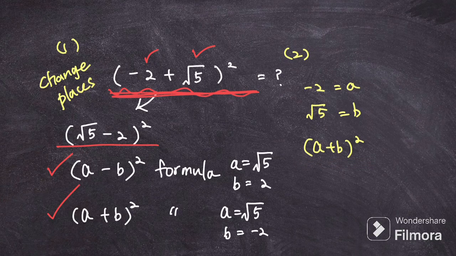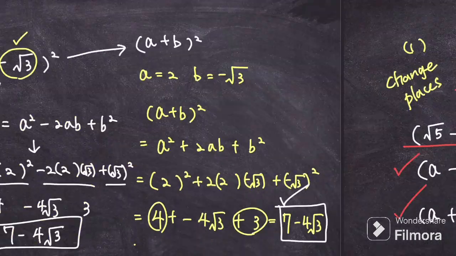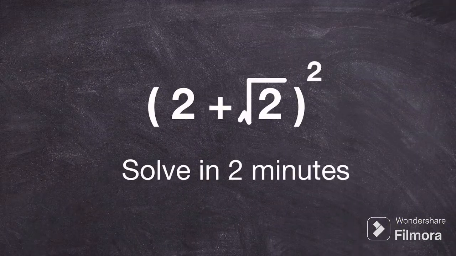So, if you have a deeper understanding of this a plus b squared formula and a minus b squared formula and work around it, you can very fast and easily solve a problem like this.